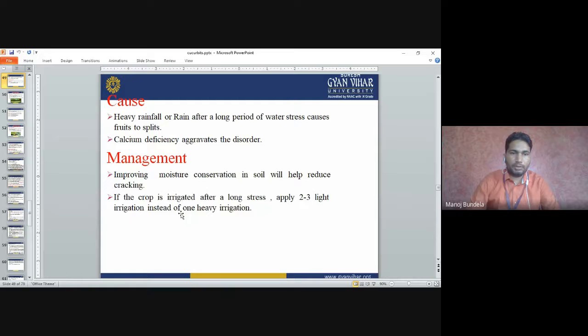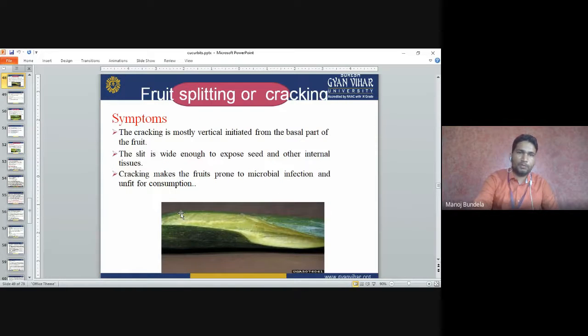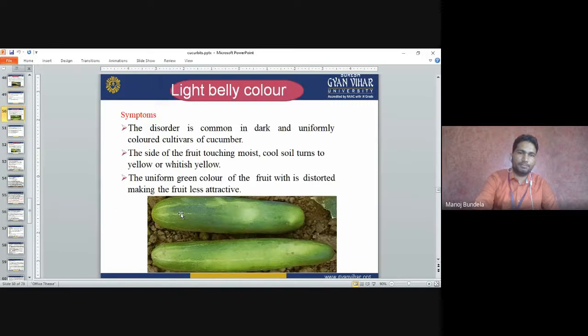If the crop is irrigated after a long stress, apply 2 to 3 light irrigations instead of one heavy irrigation. Normally we will apply water in light irrigation, we will not apply heavy irrigation. By this we can manage the fruit splitting or cracking.